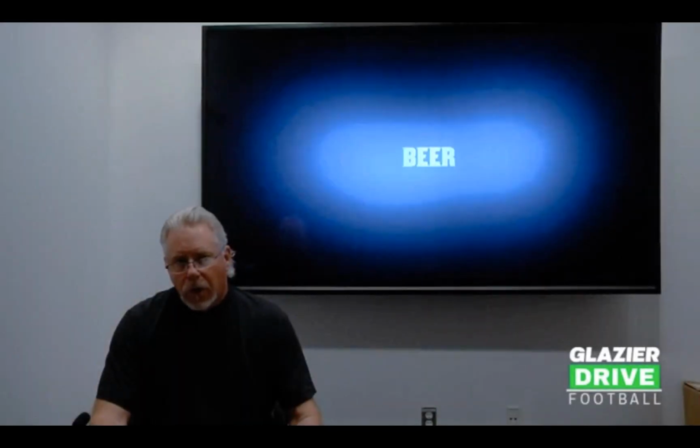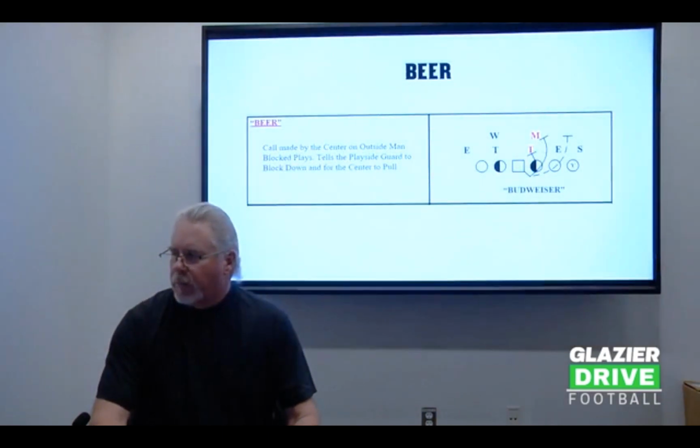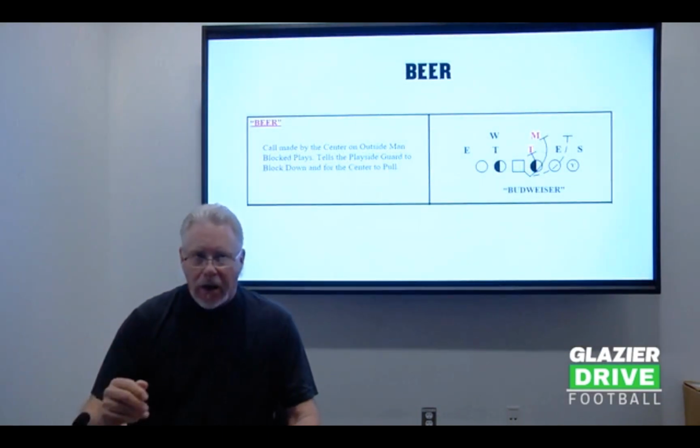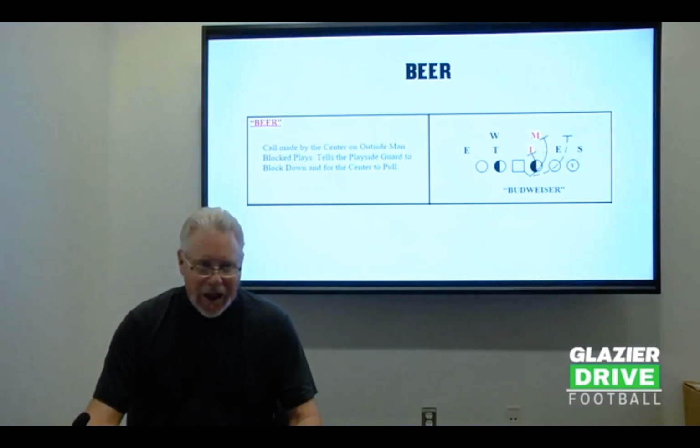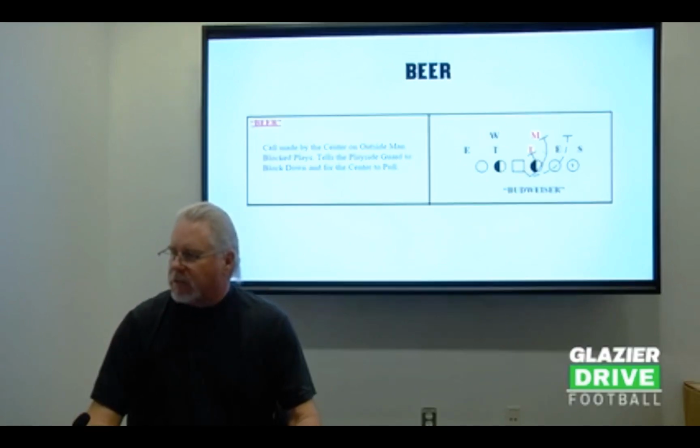Our next fold block is what we call a beer block. And again, you can name these things anything you want. For us, the beer block is the guard blocking down and the center pulling around. Some people call it a gat. Some people call it a gag. For us, beer is a call, Budweiser, Miller, whatever we want to do.